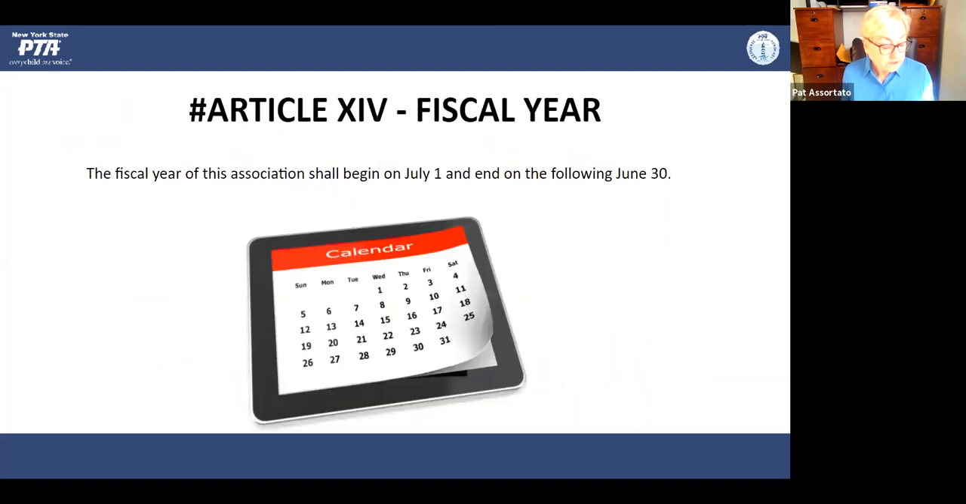Article 14, fiscal year, prescribes your fiscal year. The fiscal year is the same as New York State PTA's fiscal year, which is July 1st to June 30th. This is in accordance with IRS regulations and is the same in council bylaws.